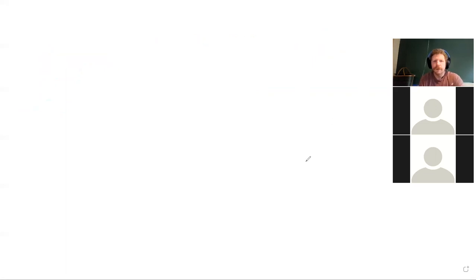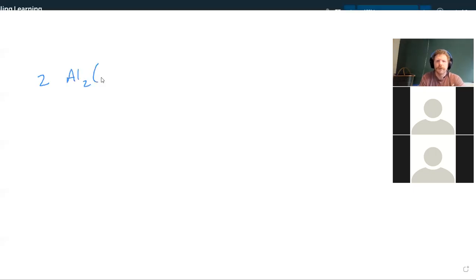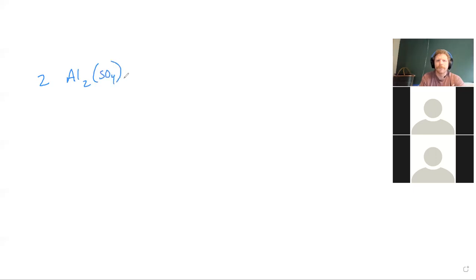Okay. So then the third equation is 2Al2(SO4)3. This is an ionic compound known as aluminum sulfate, or if you were in the United Kingdom, I think they say aluminium. I've seen movies, I've never been there. Plus 4(NH4)3PO4. That's ammonium phosphate. Those are polyatomic ions that pair together to make an ionic compound.